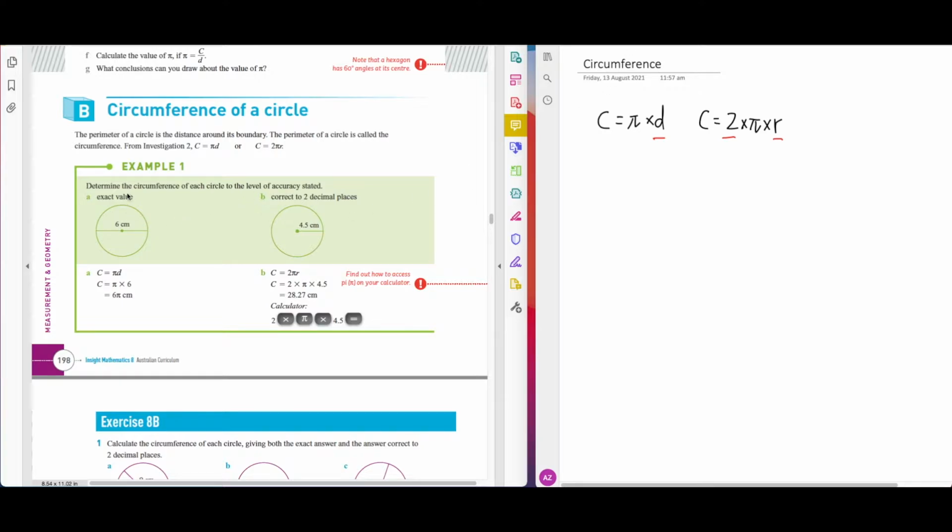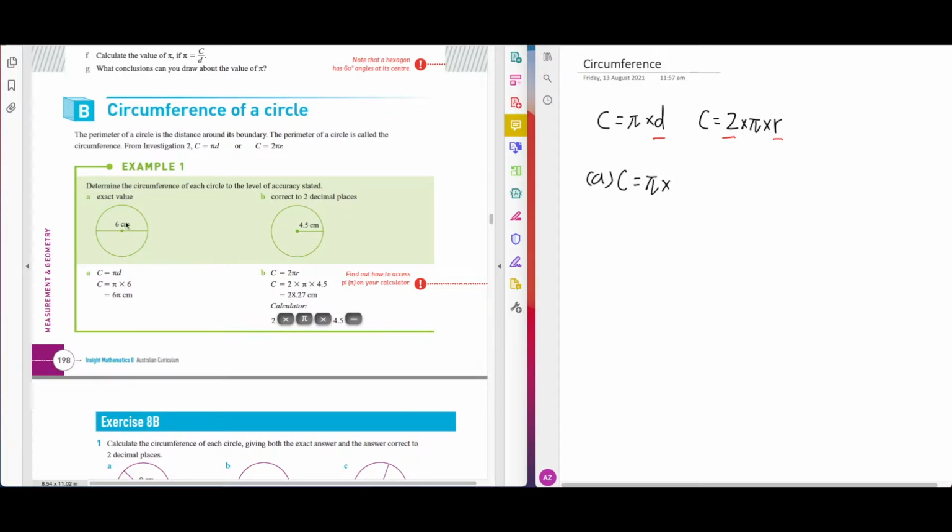So say the question says, determine the circumference of each circle to the level of accuracy stated, the exact value. Okay, so to do part A, when it says exact value, that means they don't want you to use your calculator. They just want you to leave your answer in terms of pi, okay? So you just use the formula, circumference equals, now which formula do we use here? Do we use the formula with the diameter or the formula with the radius? For this question, because they give you the diameter is 6 centimeters, we use the formula with the diameter. Circumference equals pi times the diameter.